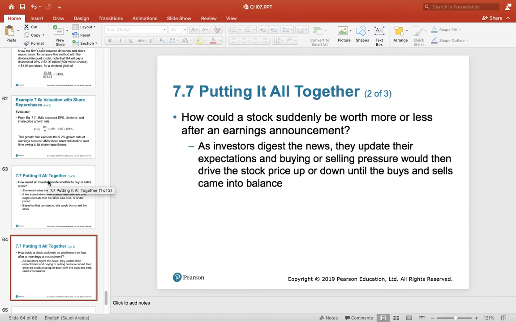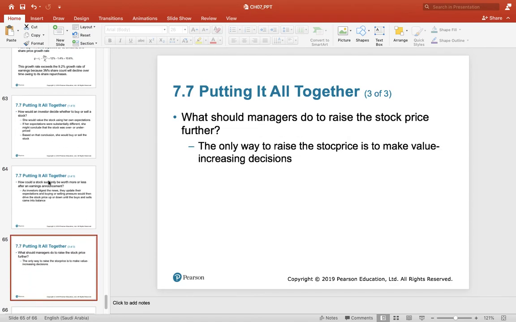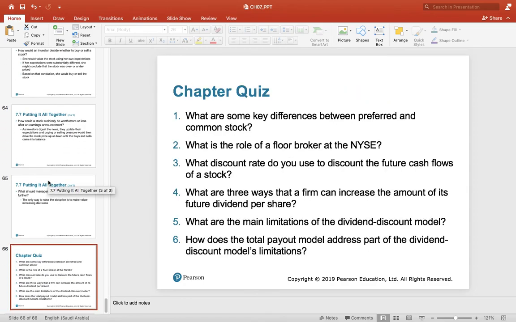How could a stock suddenly be worth more or less after an earnings announcement? As investors digest the news, they update their expectations, and buying or selling pressure would then drive the stock price up or down until the buys and sells come into balance. Once it balances, the stock price will stabilize. What should managers do to raise the stock price further? The only way to raise the stock price is to make value-increasing decisions or value-added decisions.